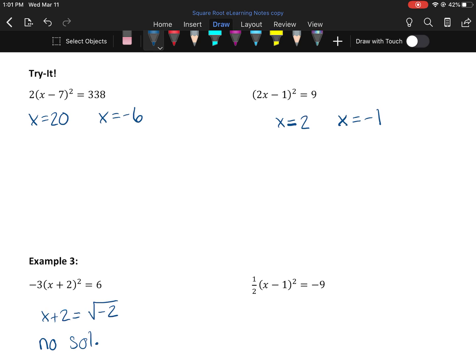This quadratic will never cross the x-axis. The parabola would end up looking something like this, or maybe something like this, but it's not going to cross the x-axis. Use these notes.